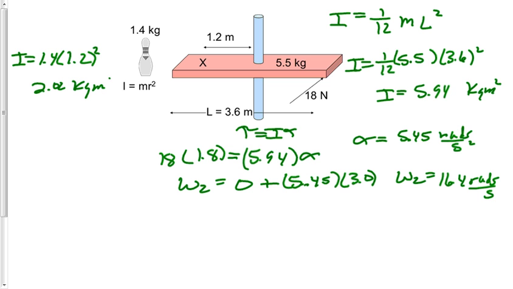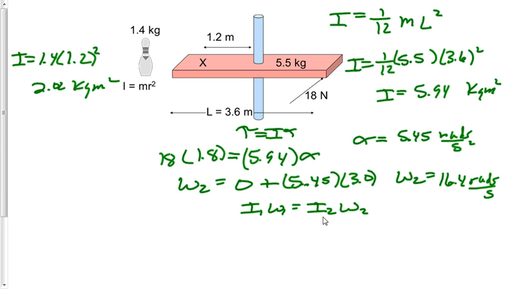kilogram meters squared. Now it's our job to find the new angular velocity once we increase the moment of inertia of this. So we do expect this to slow down. 16.4 rads per second will be our beginning velocity as we use the equation I1 omega 1 equals I2 omega 2.